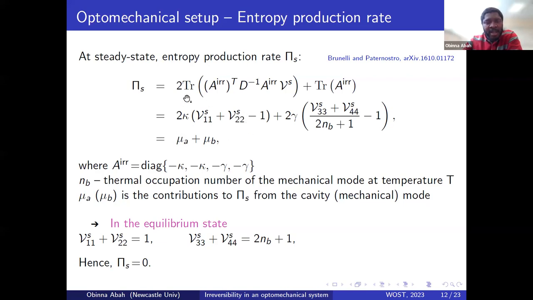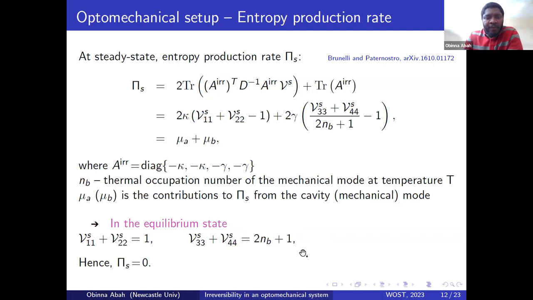And the first term is associated to the cavity mode, while the second term is associated to the mechanical mode. N of B here is just the thermal occupation number of the mechanical mode at a given temperature. And if one looks at the steady state, what you get is that this covariance matrix up here is just equal to your denominator, and then you have that the entropy production is zero.